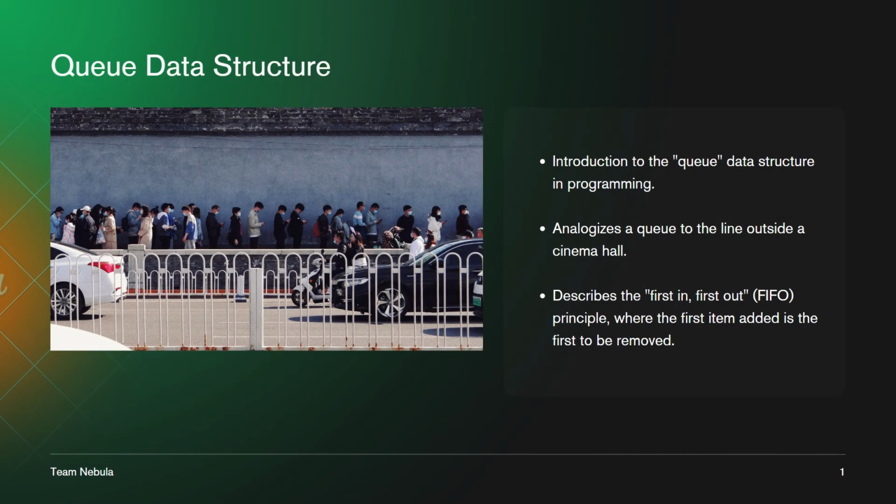Alright everyone, so in this section, we are going to explore an important data structure in programming called a queue. You can think of a queue as being similar to the line or queue you see outside the cinema hall. In this queue, the first person who enters is also the first one to get the ticket.